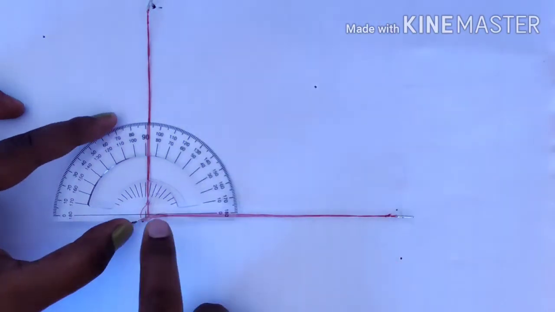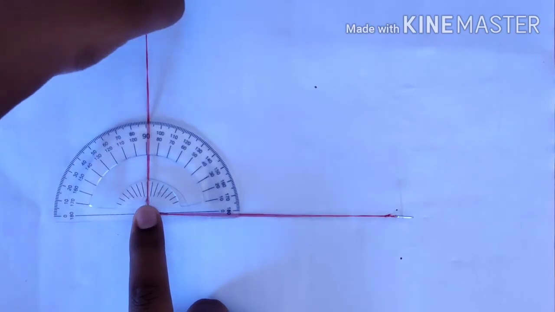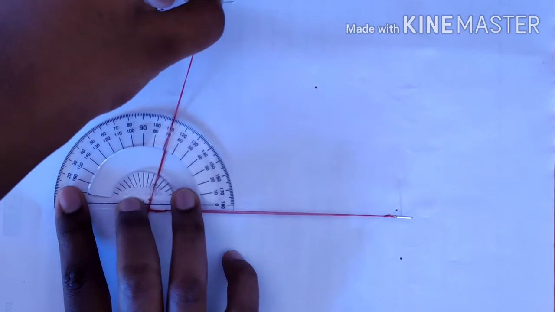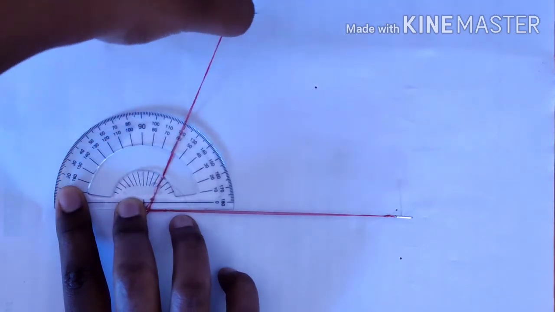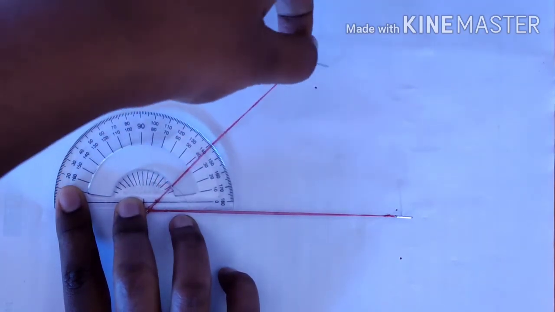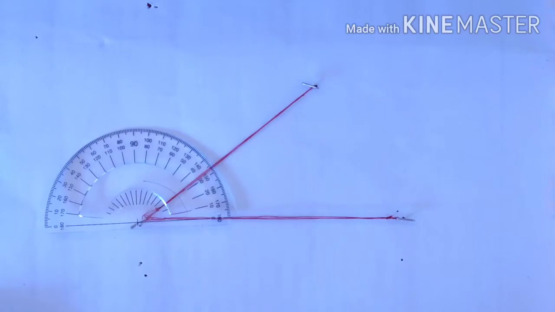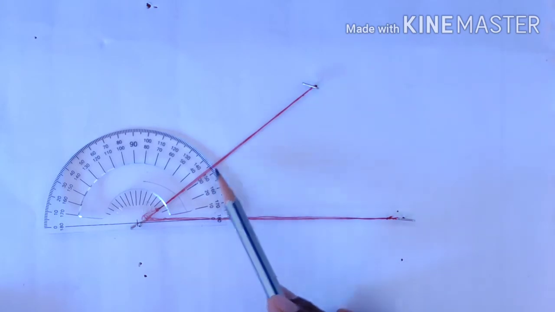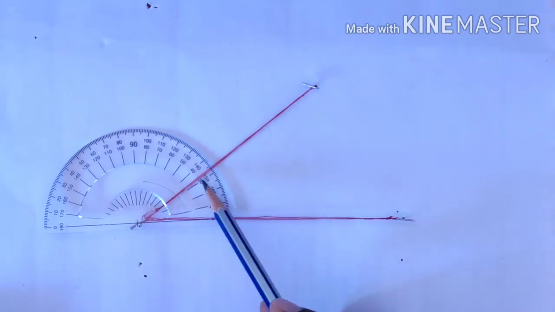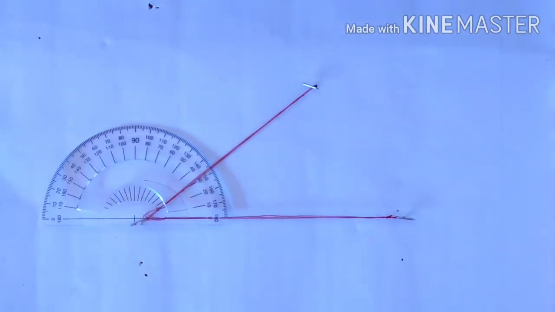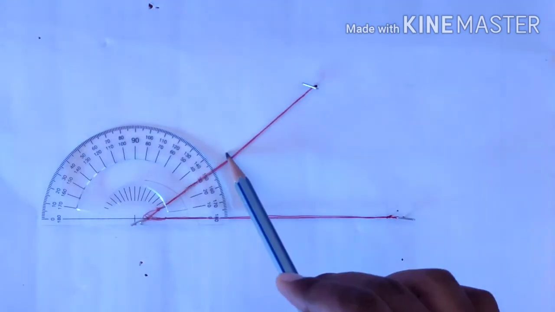So any angle that is less than 90 degrees, may it be 3 degrees, may it be 70, 60, 50, 40 or 30. We can clearly see that the vertex is at the center of the protractor and the reading shows 30. So all the angles that measure less than 90 degrees, or less than a right angle, are called acute angles.